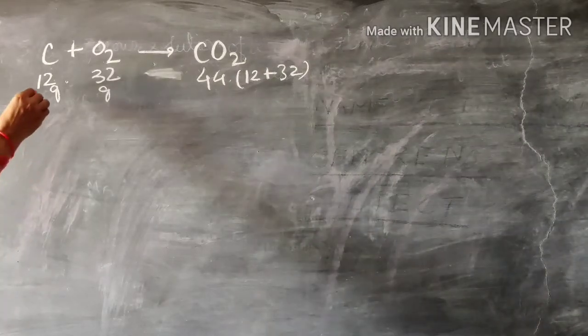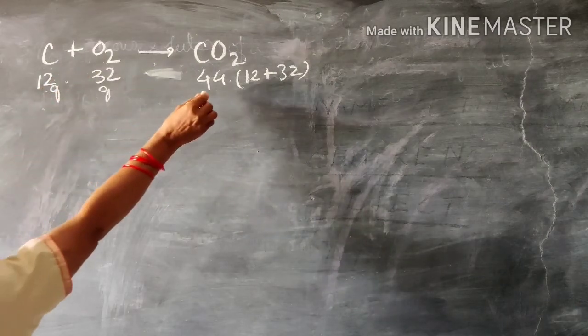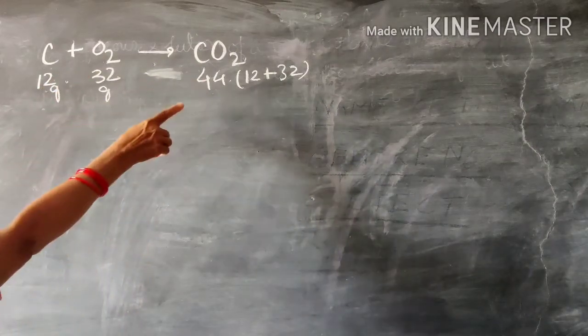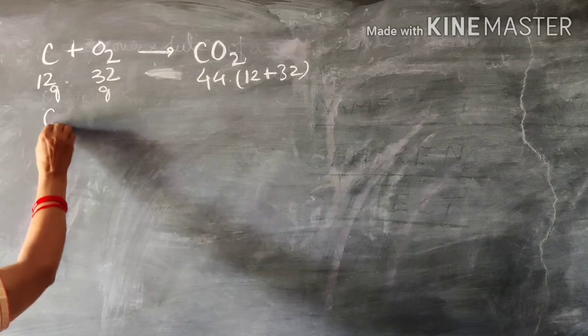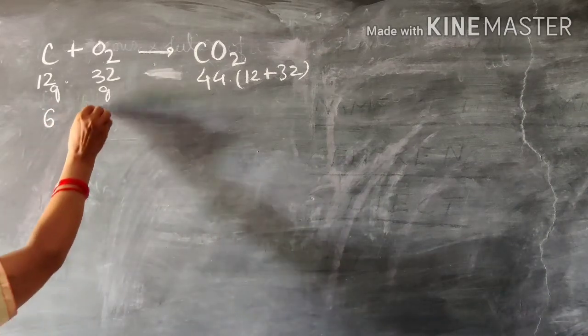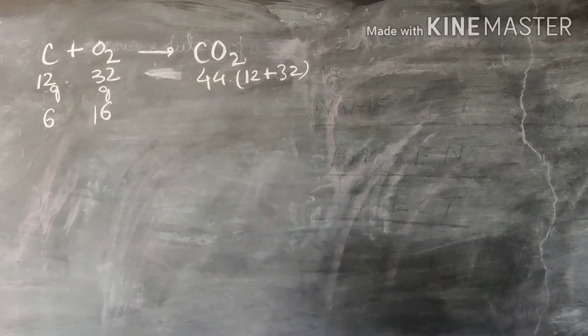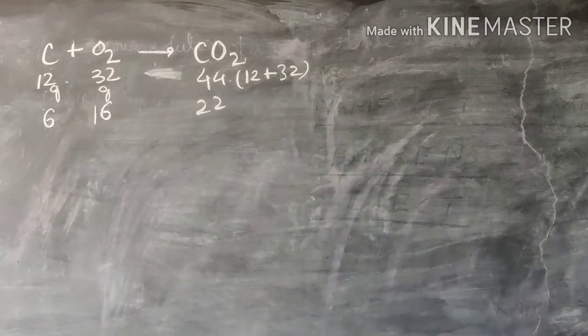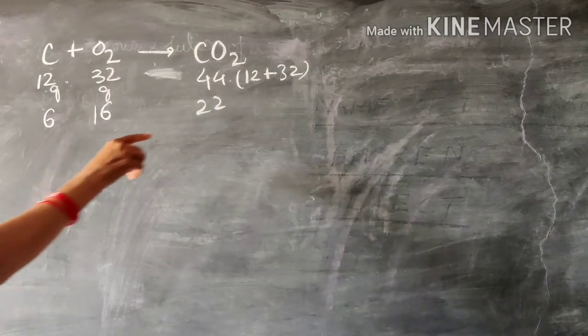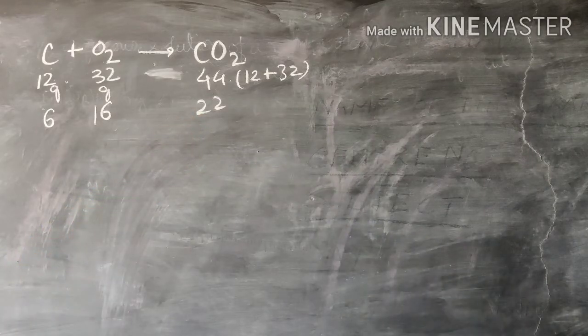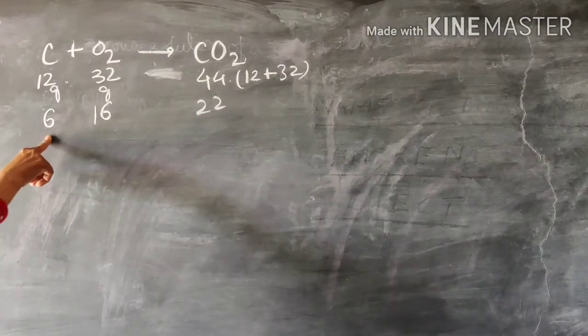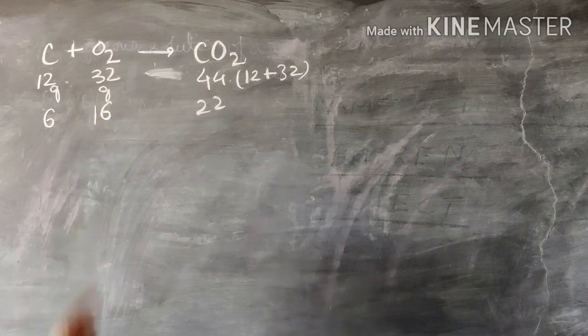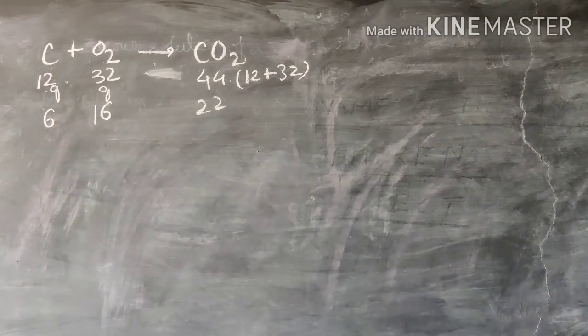Now you can see here, when you take 12 gram of carbon, you will get 44 gram of carbon dioxide. When you take 6 gram of carbon, then we need 16 gram of oxygen, and you will get 22 gram of carbon dioxide. So you can see here, the amount of carbon dioxide depends upon the carbon taken and the oxygen needed. Now we use the limiting reagent.